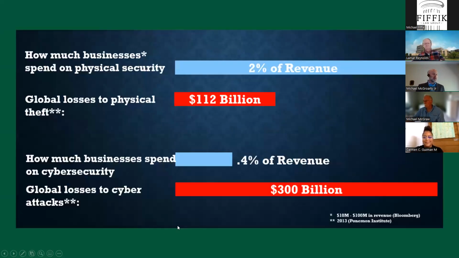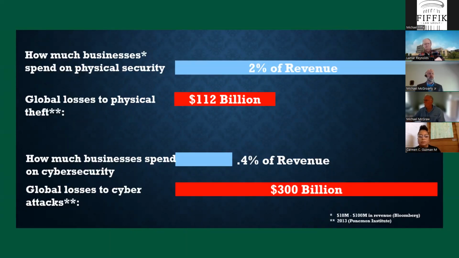So this is a good representation of kind of what's wrong with the system. I think this is a double-edged sword. This goes back to 2013. In 2013, 2% of businesses' revenue was spent on physical security, stopping people from breaking in and stealing stuff from your business, and the global losses in that is 112 billion. Cybersecurity, they're only spending 0.4% of their revenue, and the global losses is 3 billion.